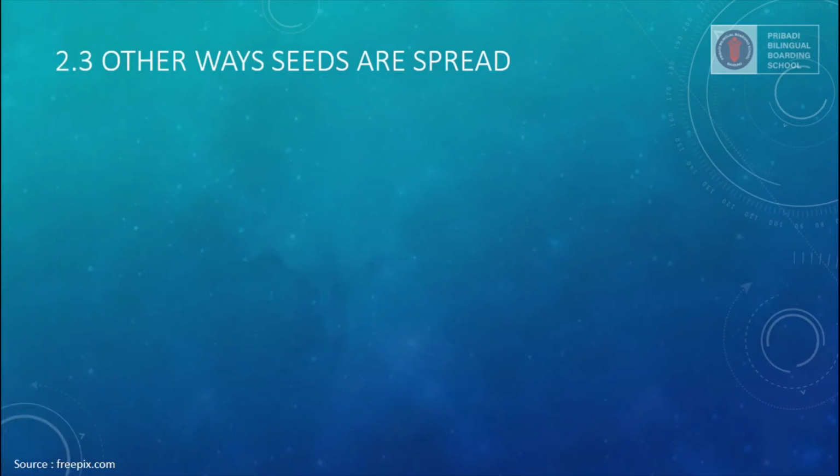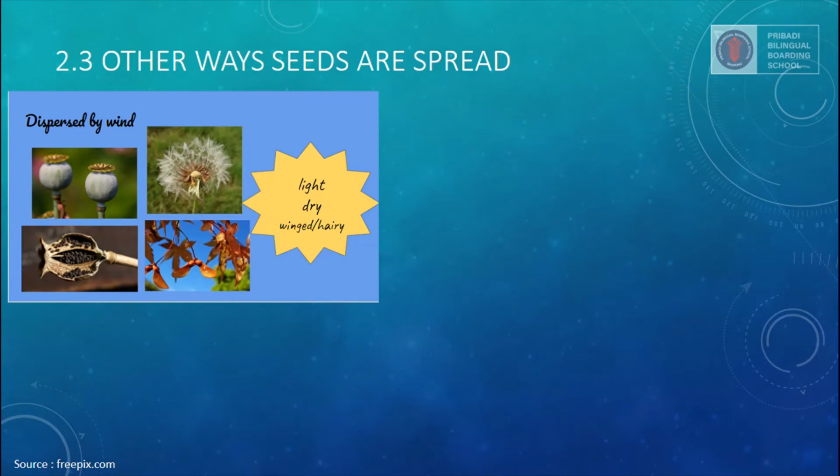Next is the other ways seeds are spread. Before this, we learned that some animals can help to spread the seeds. In this topic, not only animals help the seeds to spread, but the seeds can also be dispersed with the help of the wind. Seeds that can be dispersed by the wind are usually light and dry, and they also have wings or hairs.